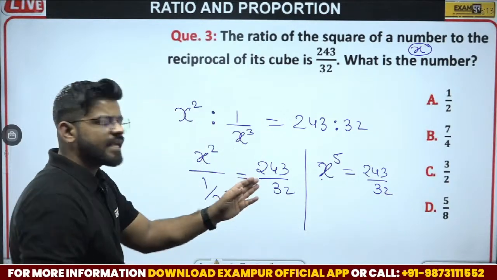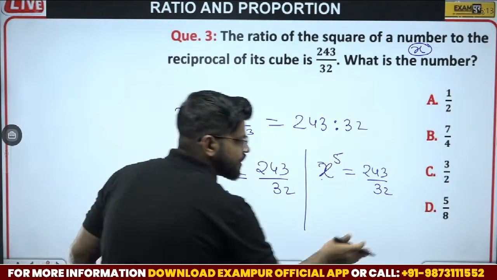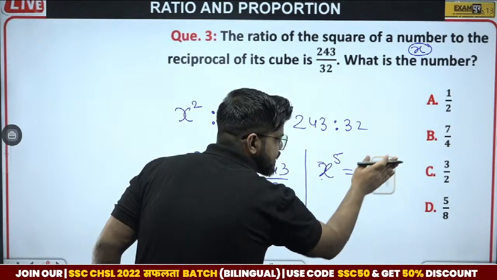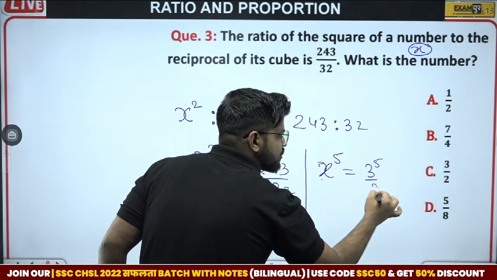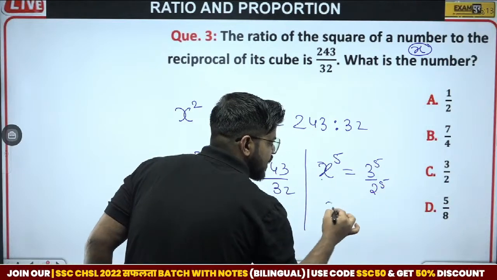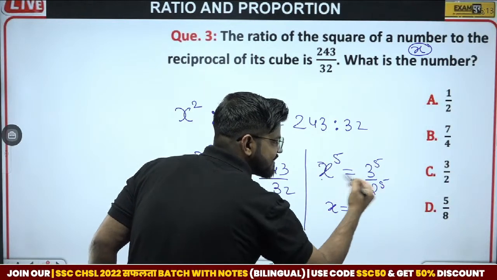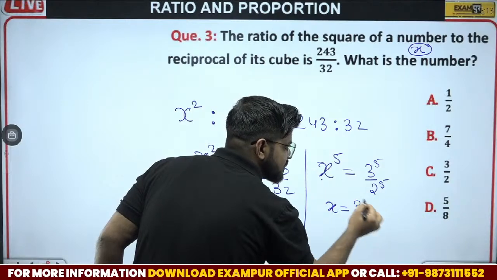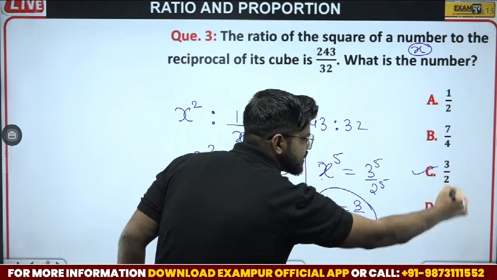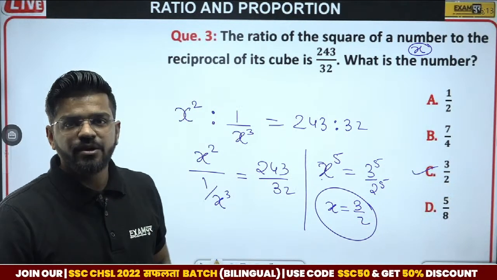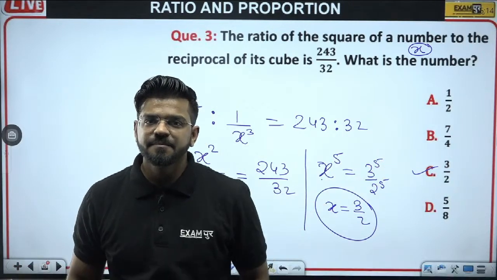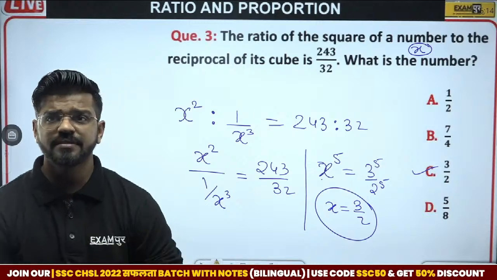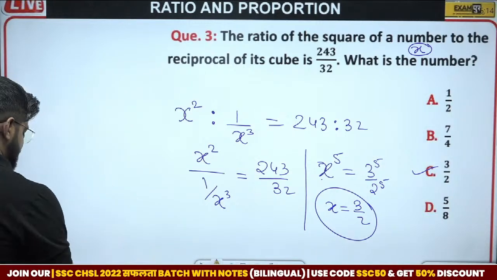Okay. So what can we write 243 by 32 as? We can also write it as 3 to the power 5 upon 2 to the power 5. And we can get directly, by comparing, x is equal to 3 by 2. So my answer is 3 by 2. That is option number C. Right? Clear to everyone? Very good.